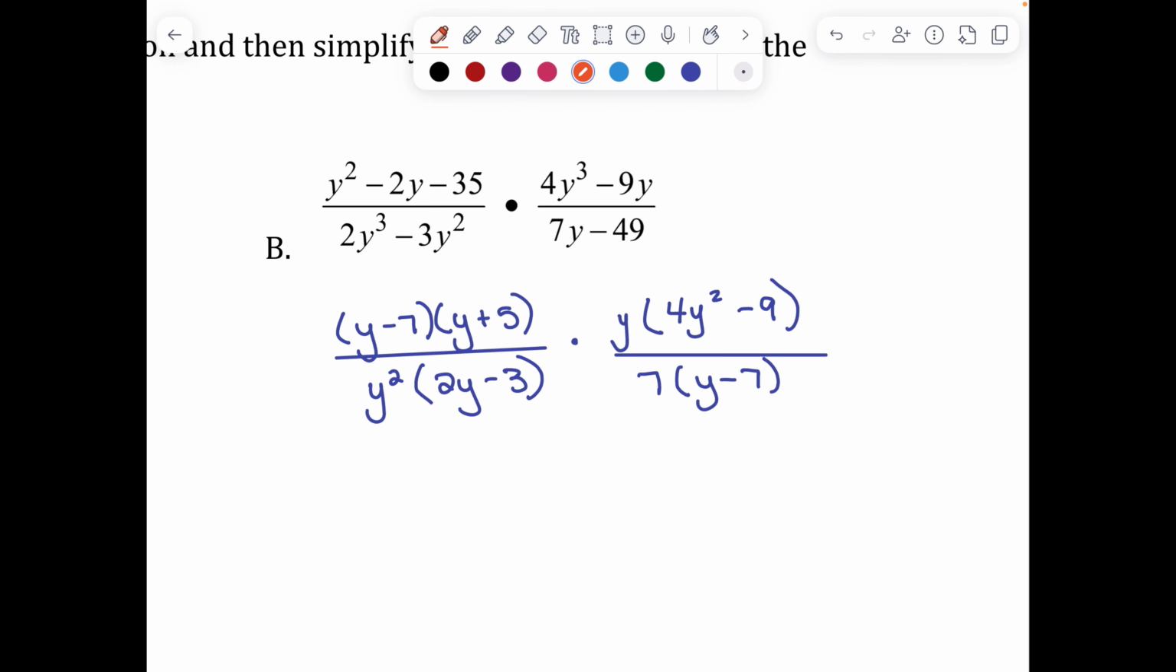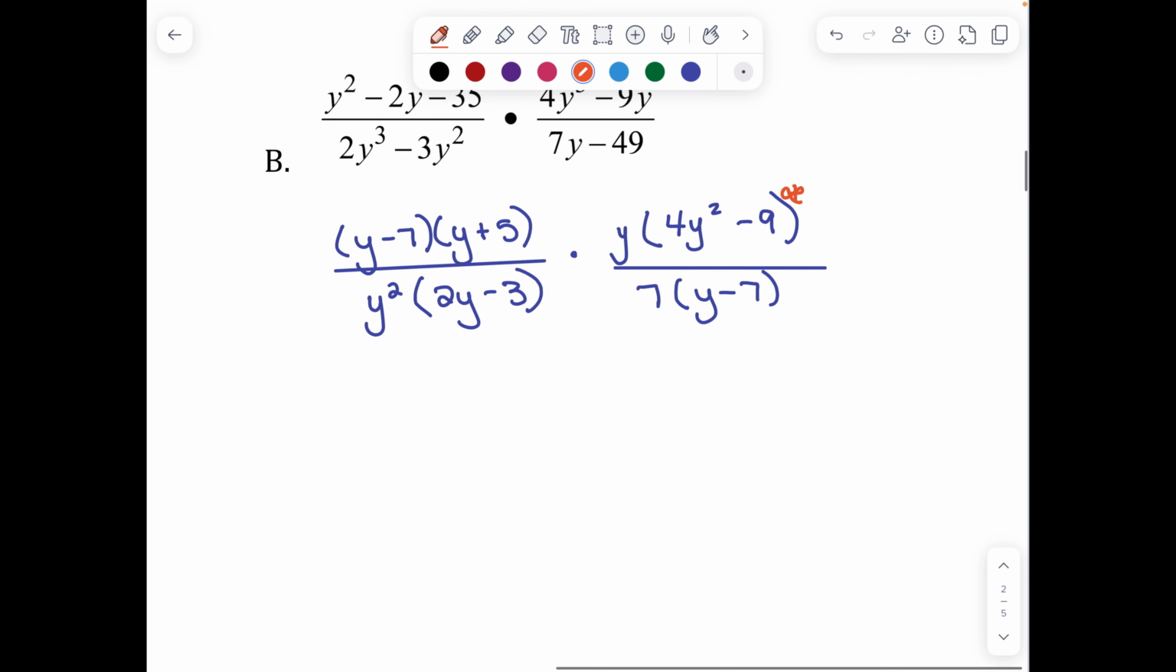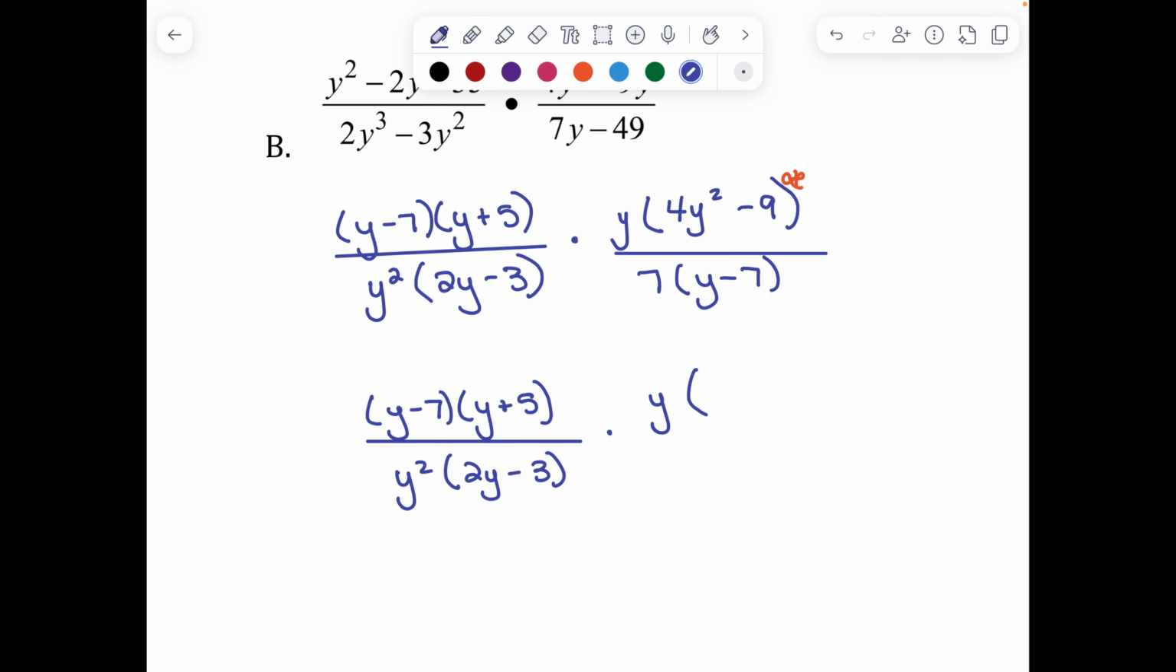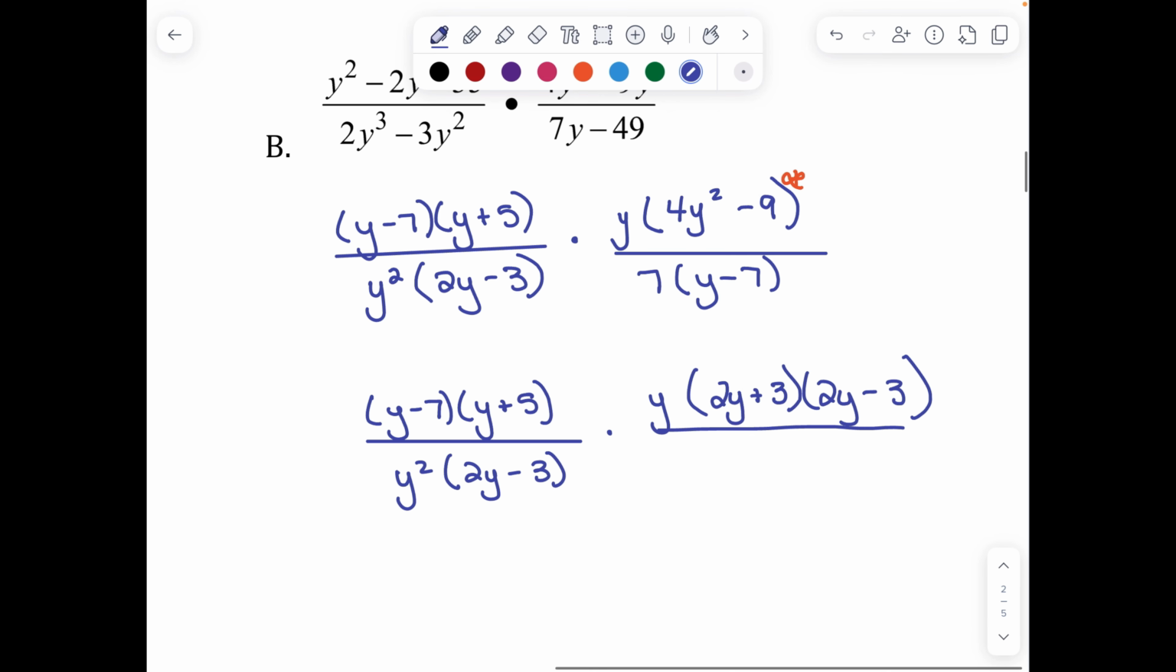So I see right here, we can factor the difference of squares again. So I'm just going to copy everything down. So I have y minus 7 times y plus 5 over y squared times 2y minus 3 times y. 4y squared minus 9 is the difference of squares, so it factors into 2y plus 3 times 2y minus 3. We keep this over 7 times y minus 7.